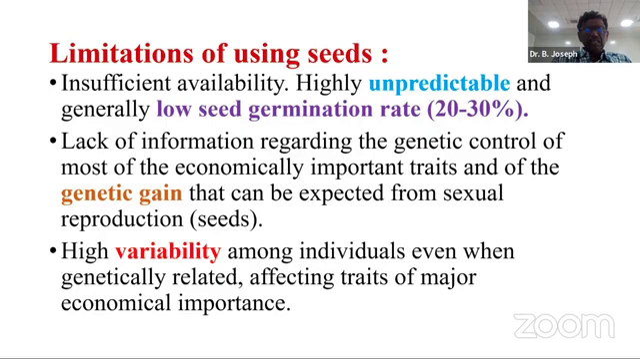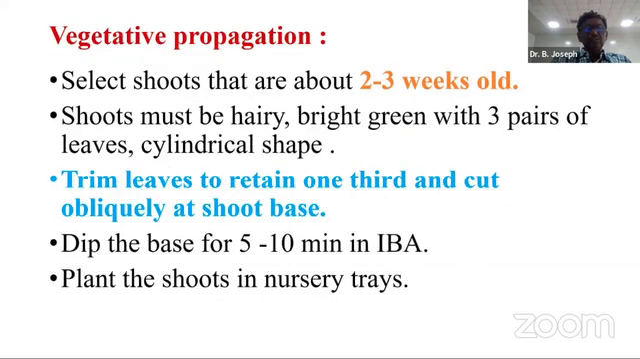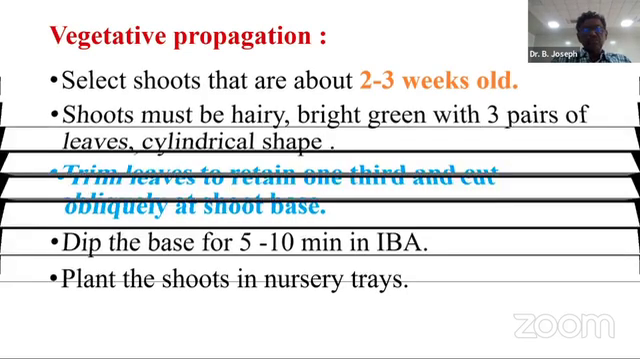So the limitations are we have a low seed germination rate generally. Suppose if you put 100 seeds for germination, hardly 20 or 15 seeds are going to germinate. Germination percentage is very poor, 20 to 30%. High variability among individuals also we can see here. So vegetative propagation also can be done. Trim leaves to retain 1/3 and cut the apex shoot. Dip the seeds for 5 to 10 minutes in indole butyric acid, IBA solution, to get good growth.